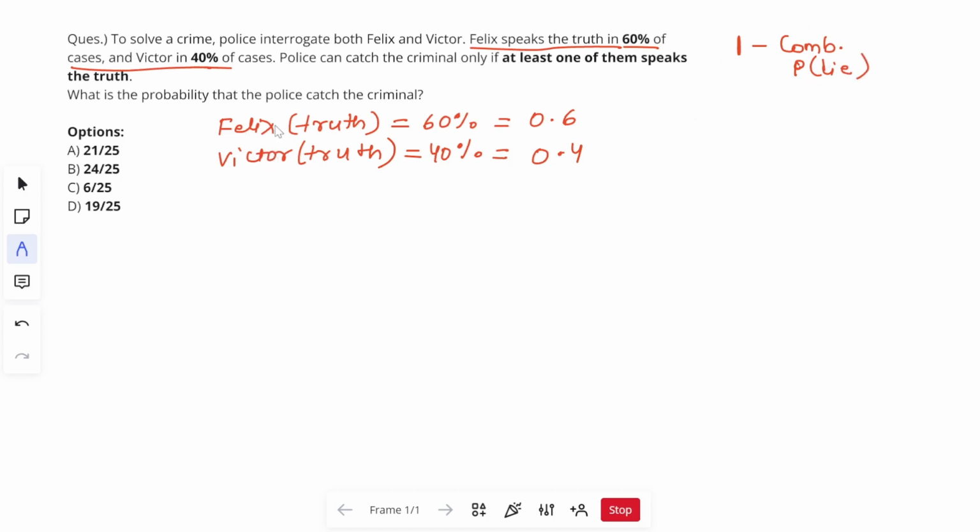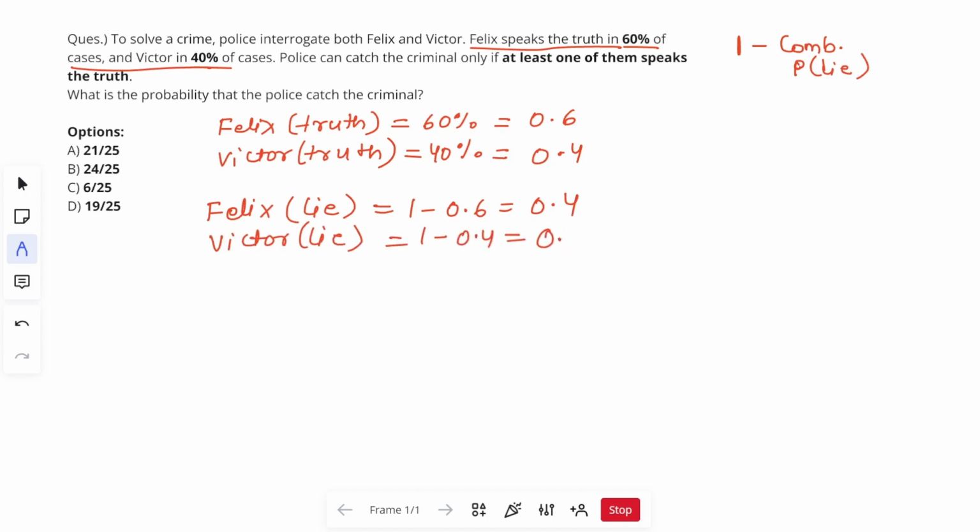So till now we have found the probability of truth for Felix and Victor. Now we will find the probability of lie. Felix's lie probability: if 0.6 is for truth, the remaining will be lie, which is 1 minus 0.6, giving us 0.4. In the same way, for Victor, the lie probability is 1 minus 0.4, which gives us 0.6. Now we will combine both lie probabilities, because we need to subtract it from the total, which is 1. So the probability of combined lies is 0.4 multiplied by 0.6, which gives us 0.24.